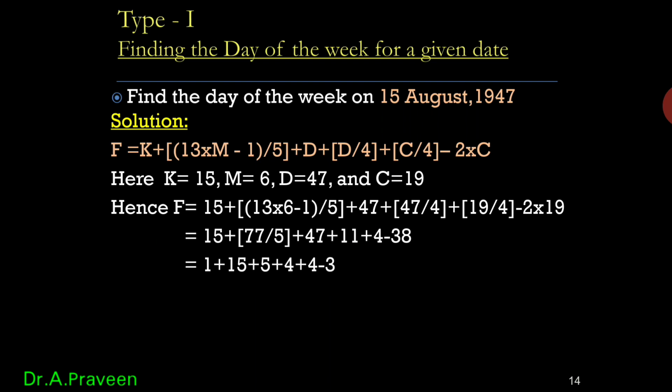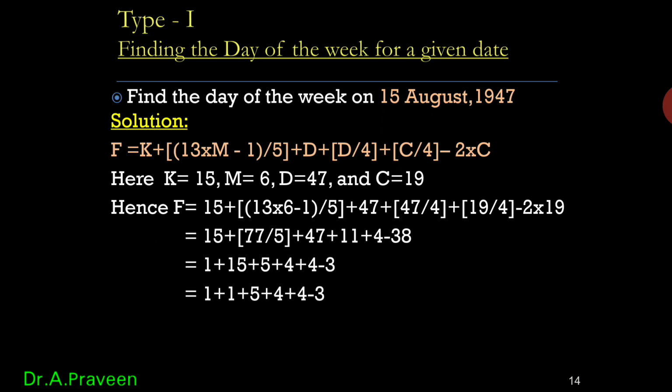Because 7 times 6 is 42, the remainder is 5. And 11 is replaced by 4, because 1 times 7 is 7, the remainder is 4. And there is another 4 there. And 38 is replaced by 3, because 5 times 7 is 35 and the remainder is 3. So that equals 1 plus, again 15 is replaced by 1, 5 plus 4 minus 3.